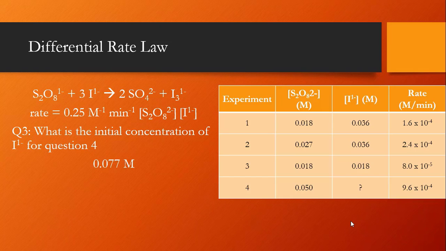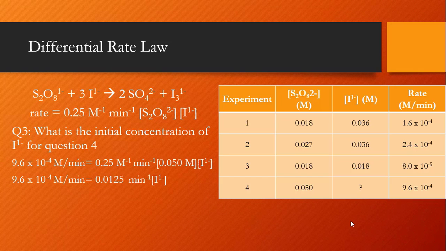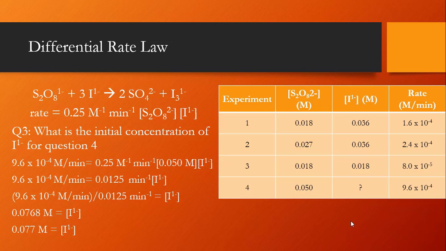The correct answer is 0.077 molar. Basically, you're going to take the values from experiment 4, plug, and chug. So you plug your values into the equation, and then you just begin to solve. And after you have set up your final equation, you get 0.0768 molar equals the concentration of iodide, and in correct sig figs, 0.077 moles per liter is equal to the iodide ion concentration.